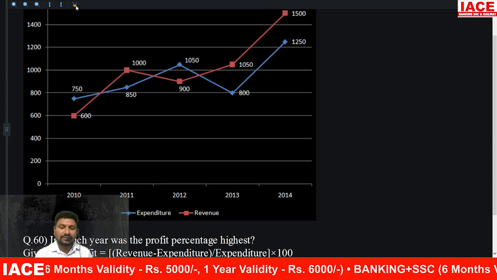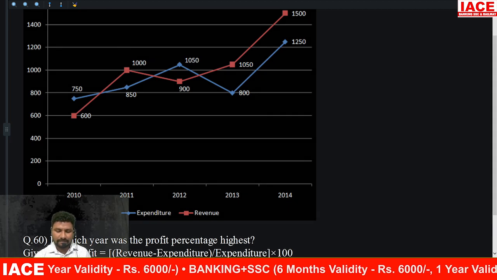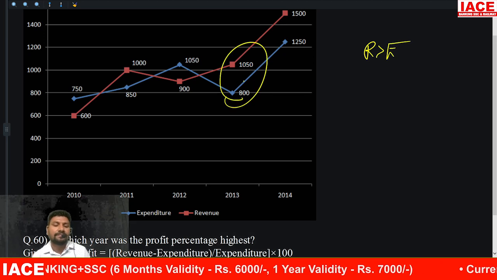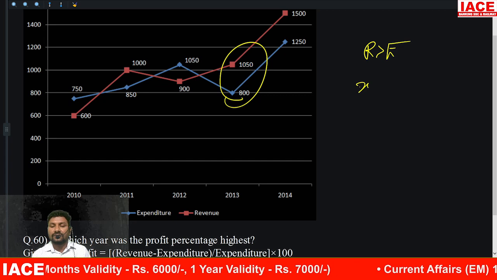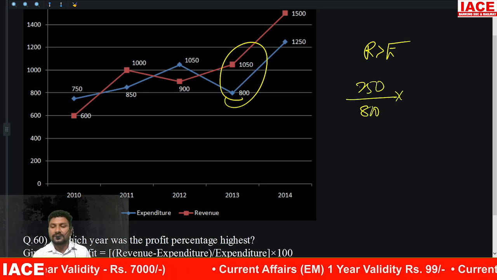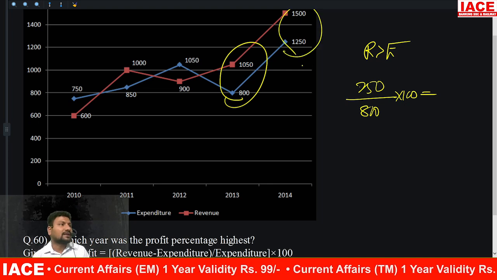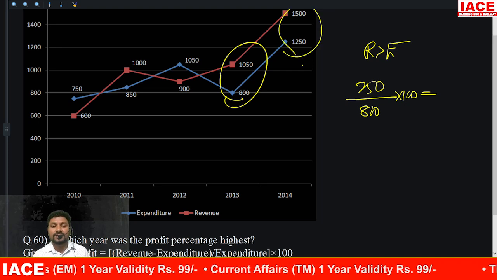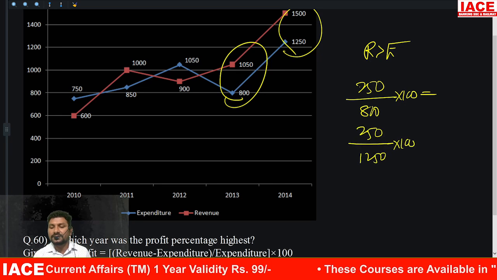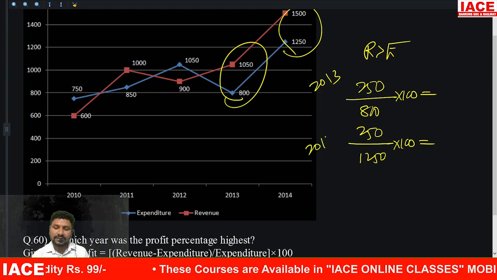And check the values here. Revenue is more than expenditure. How much more? 250 more compared to what value? 800. We need percentage, multiply with 100. Here, how much more is revenue than the expenditure? 250 more than 1250. We need percentage, multiply with 100. Okay. This belongs to 2013. This belongs to 2014.